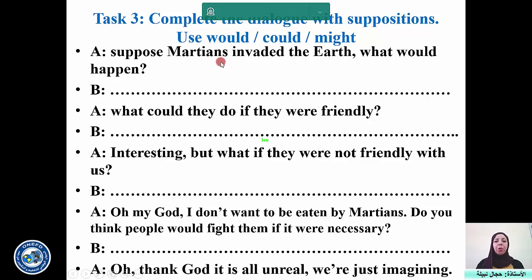let's read. Suppose Martians invaded the Earth, what would happen? Okay, now you have to say your supposition. What could they do if they were friendly? Interesting, but what if they were not friendly with us? Oh my God, I don't want to be eaten by Martians. Do you think people would fight them if it were necessary? Oh, thank God. It's all unreal. We are just imagining. Okay? Let's see the answer.